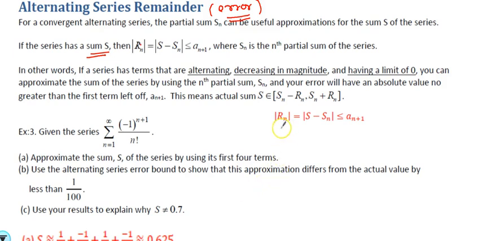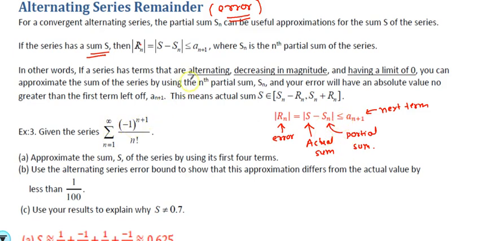I'm just explaining here: this is the error or remainder, you can say. This is the actual sum, which we cannot find out. This is the partial sum, the nth partial sum. And this will be my next term. That means where I stop, the next term is the error. The remainder error is always less than the next term. We are looking for the maximum error here. That's the whole purpose, less than or equal to.